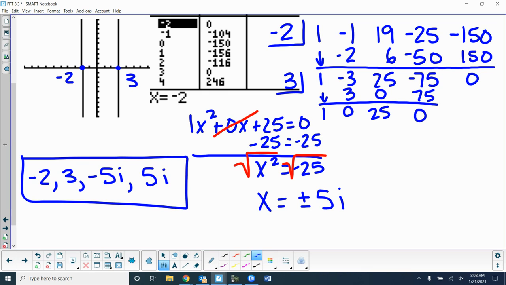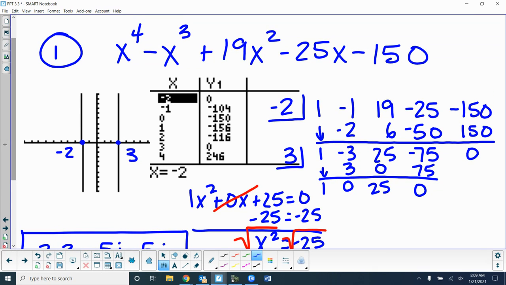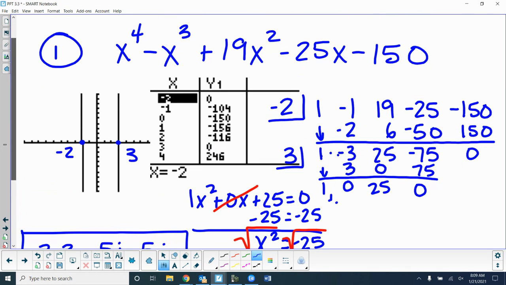Okay? We really hadn't gotten to any of those in our homework, but you might see one like that tomorrow on the quiz, okay? Any questions on that? So if you can't see all of them, remember, it started out as x to the 4. You're looking for 4 of them. You only saw 2 of them. Use synthetic division to reduce it down, and then solve that quadratic.